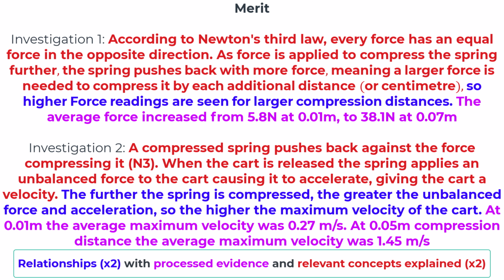So then we're moving on to a merit level response for that question. And so here we're going a bit deeper. We are explaining the relevant concept in each investigation. And that probably involves a deeper explanation of the relationship as well, but that relationship is often explained through the relevant concept. And again, process data is a distinction for merit.